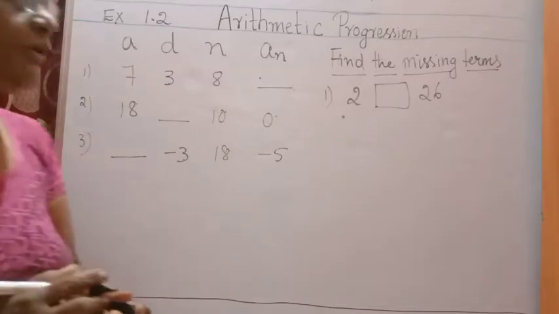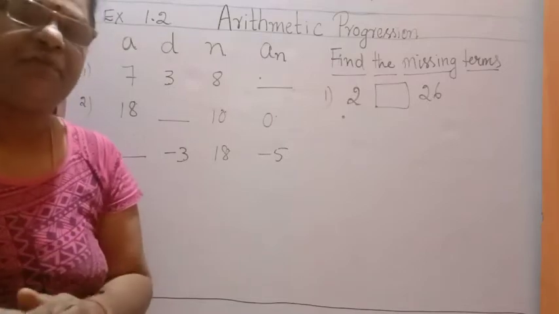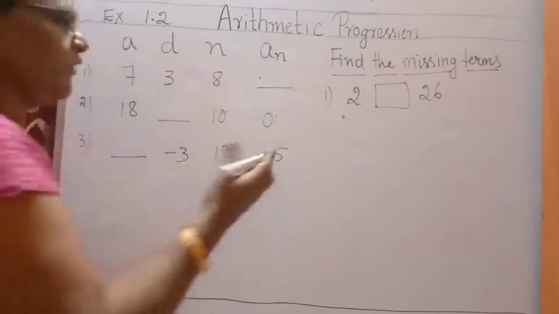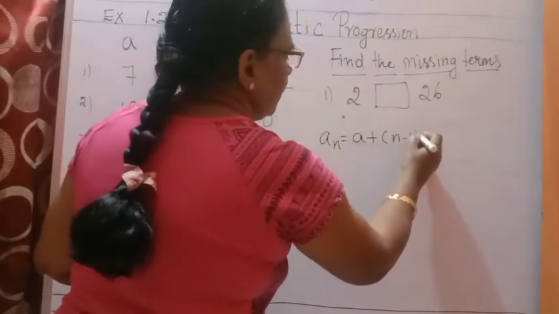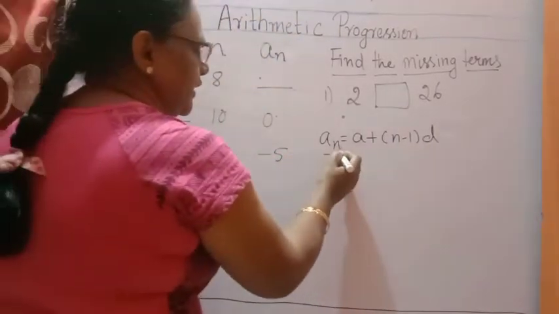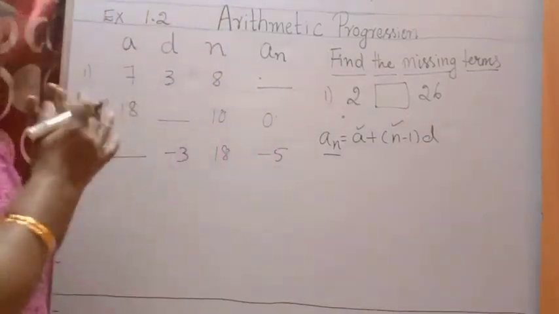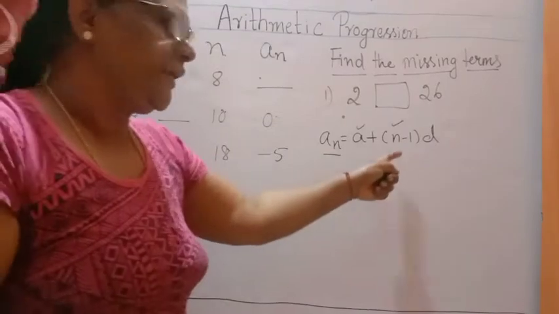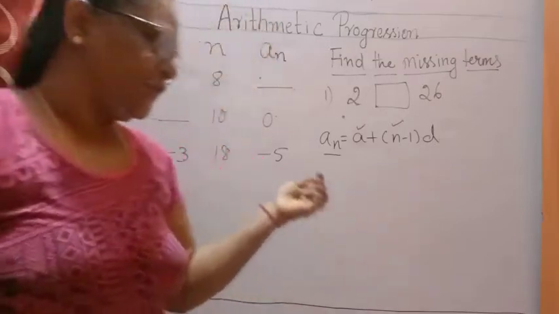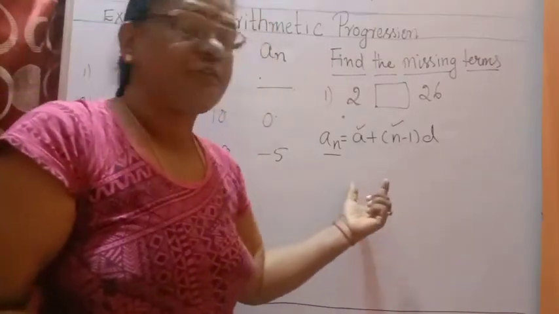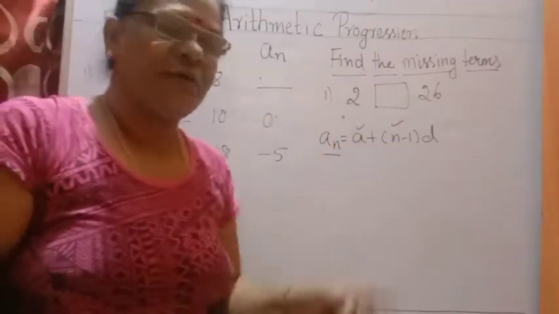In the last video you learned the formula used to find any term of an AP. If you have to find any term of an AP, we use the formula an = a + (n - 1)d. an is the last term, a is the first term, n is the number of terms, how many terms are given in the sequence, and d is the common difference between any two consecutive terms. If you take any two consecutive terms, one after the other, the difference will give you the value of d.